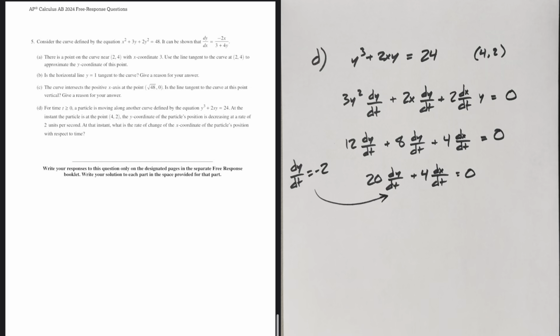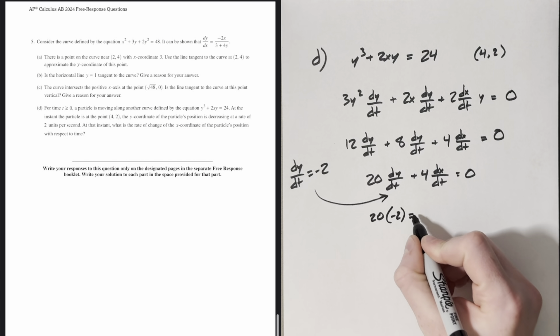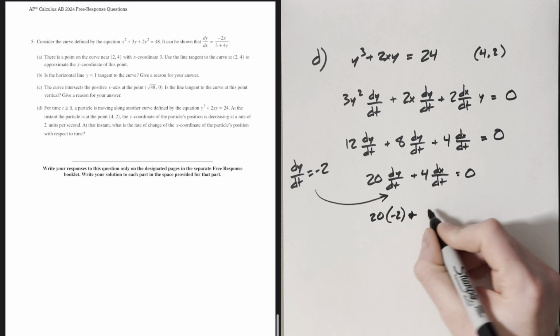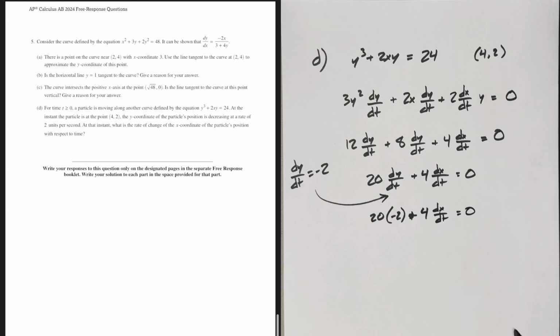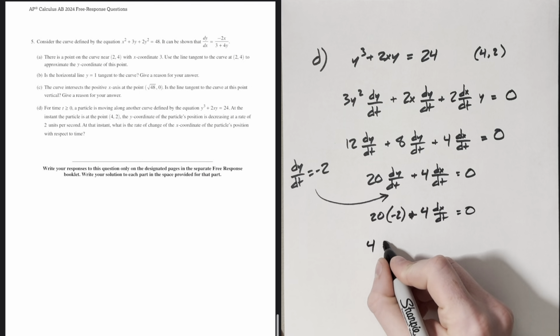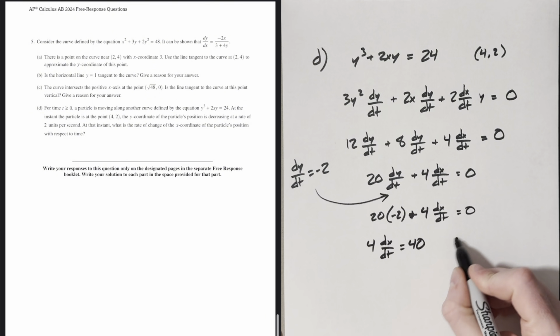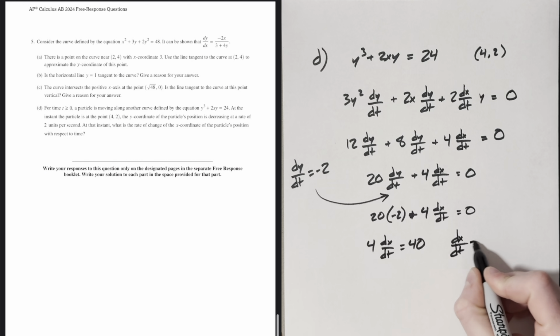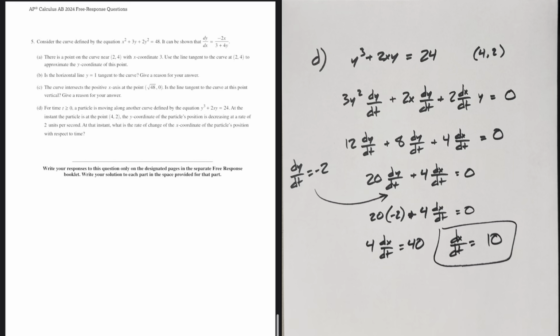And we're going to plug it into this equation. So I get 20 times -2 plus 4 dx/dt is equal to 0. 20 times -2 is -40. Adding that over, I get 4 dx/dt is equal to 40, or dx/dt equals 10. And my units on that are units per second. This would be my final answer for the rate of change of the x-coordinate.